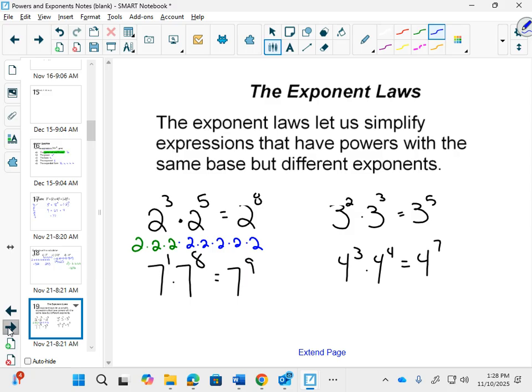Does that make sense? Like here, if I do 3 squared, that would be 3 times 3. 3 cubed would be 3 times 3 times 3. Does it make sense that I have 5 3's all multiplied together, so that I get 3 to the 5?